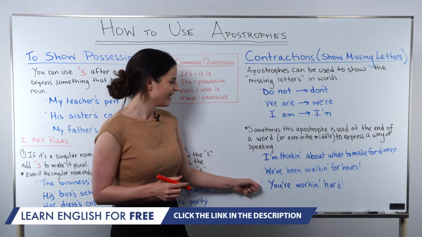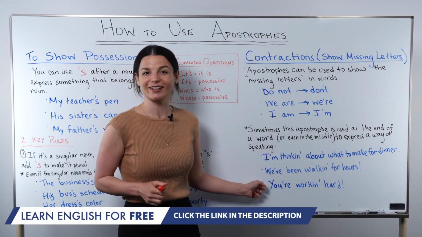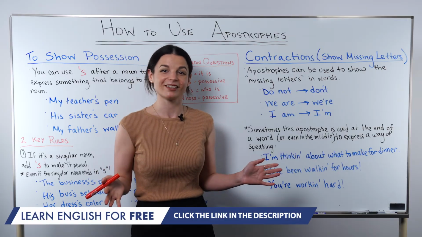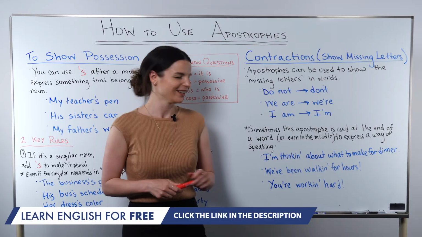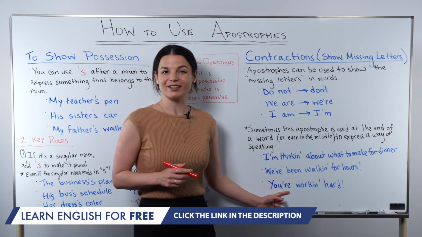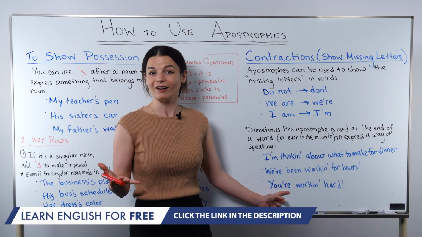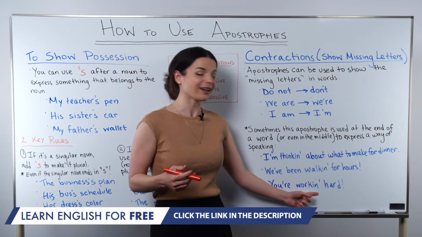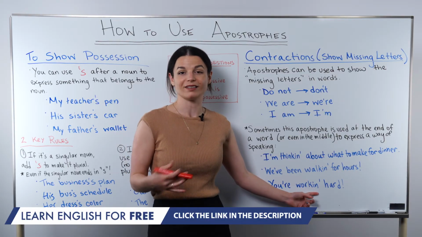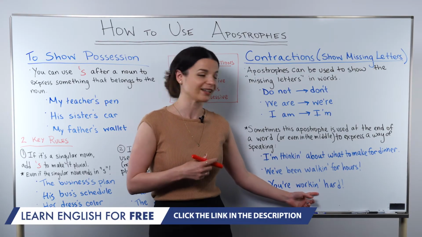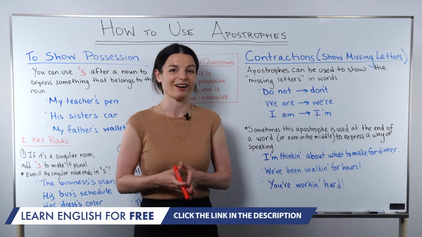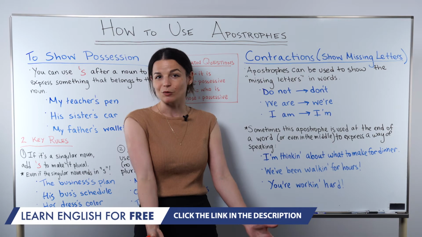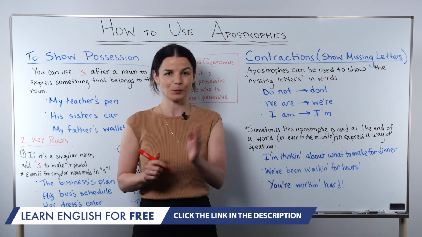One more. You're working hard. You might hear people say this to you at work, like your coworkers might make this comment to you. You're working hard. Again, we have a basic contraction here. You are, right? And here, working. So the standard spelling is working with a G at the end. We have this apostrophe here that shows something is missing. You're workin' hard. So this sounds kind of more casual, a little more friendly than you're working hard.